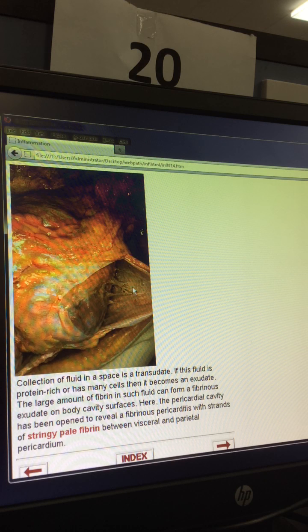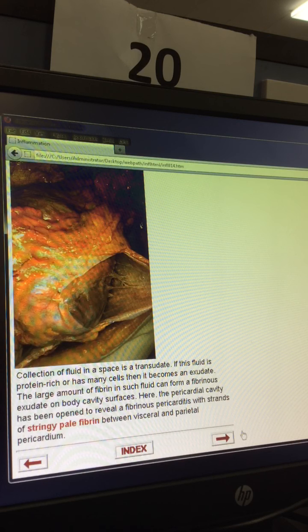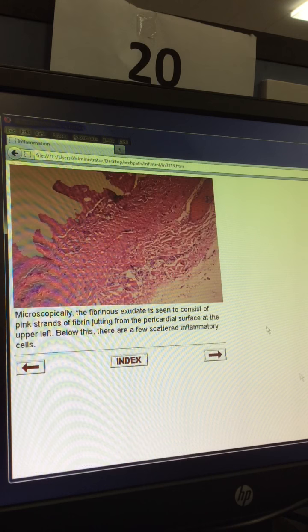We have the heart. As we can see, there is a strand of fibrin between the parietal and the visceral layer. So this one, as it's containing the fibrin, is called fibrinous effusion. Here, microscopically of the fibrinous exudate, we can see the strands of fibrin. And here is the pericardial surface. We can see scattered neutrophils in the myocardium.